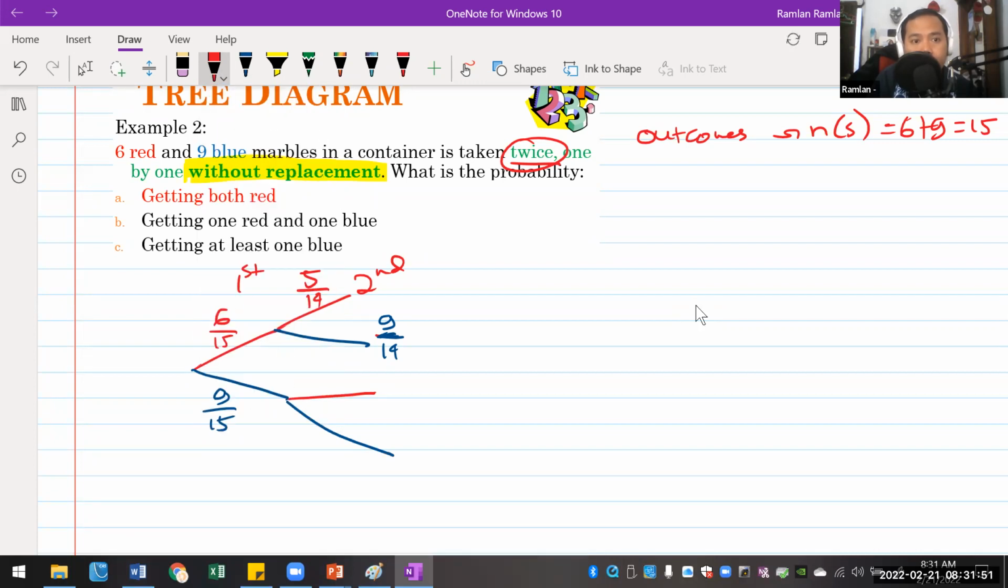If we use this branch, right? So we assume that the first time we take is blue, means that the second one, the red hasn't been taken yet. So it's still 6, right? So this is 6 over 14. And as for the blue one, this is going to be 8 over 14. Again, where do we get the 8? Because we assume that we have taken one blue marble, right? And again, the 14 comes from because we have taken 1 from 15, we get 14.